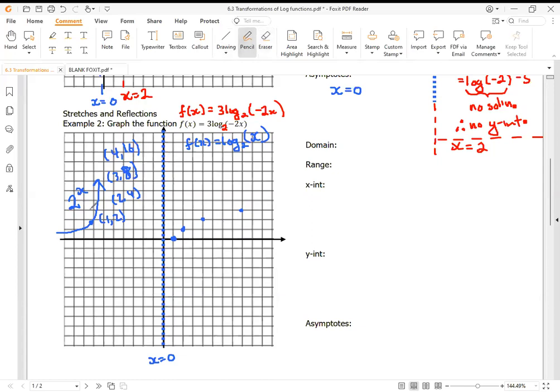Once again, if it was an exponential, we would have (1, 2), (2, 4), (3, 8), (4, 16). For my logarithm, it would be (2, 1), (4, 2), (8, 3), and it would have been (16, 4) if I kept on going.